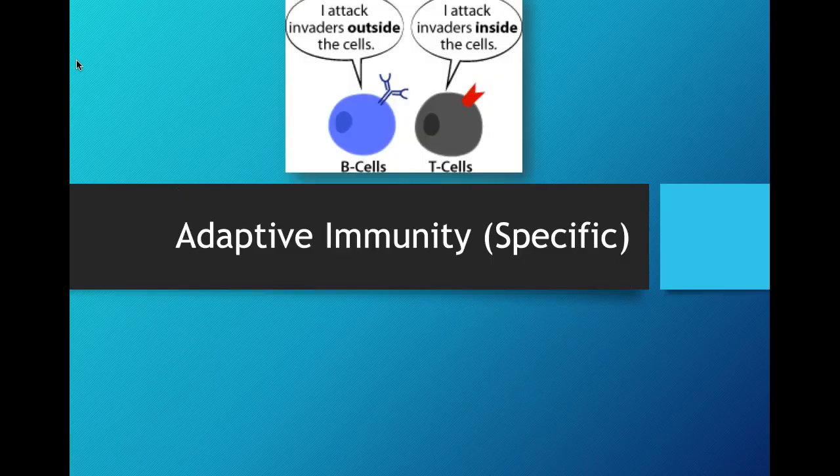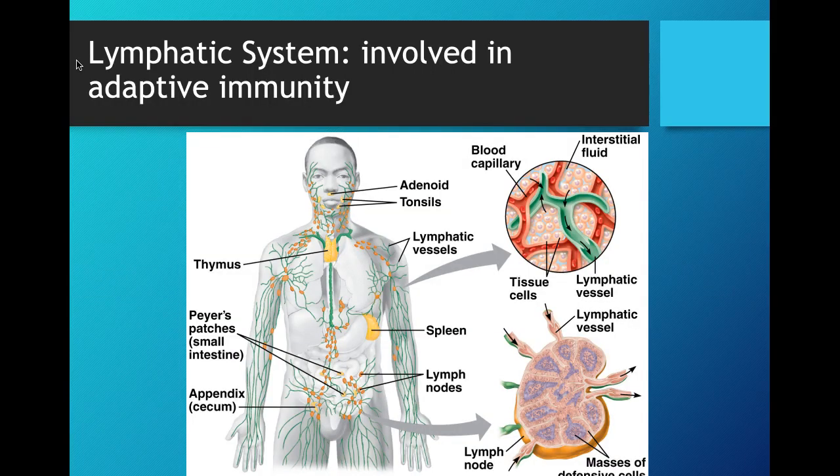To remind us, adaptive immunity is a specific response to a specific pathogen. Our lymphatic system is involved in adaptive immunity. Specifically, the T cells are developed in our thymus from our bone marrow, and they are an important player for our immune system.